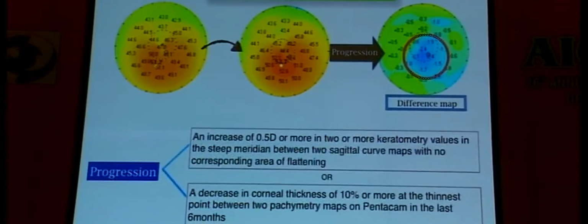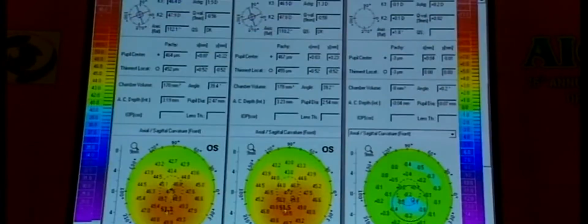We define progression, as Sir had also mentioned earlier in our paper, as an increase of greater than 0.5 diopters at 2 or more keratometric values in the steep meridian between two sagittal curvature maps about 6 months apart, along with or a decrease in corneal thickness of greater than 10% at the thinnest point between two pachymetry maps on the Pentacam in the last 6 months.